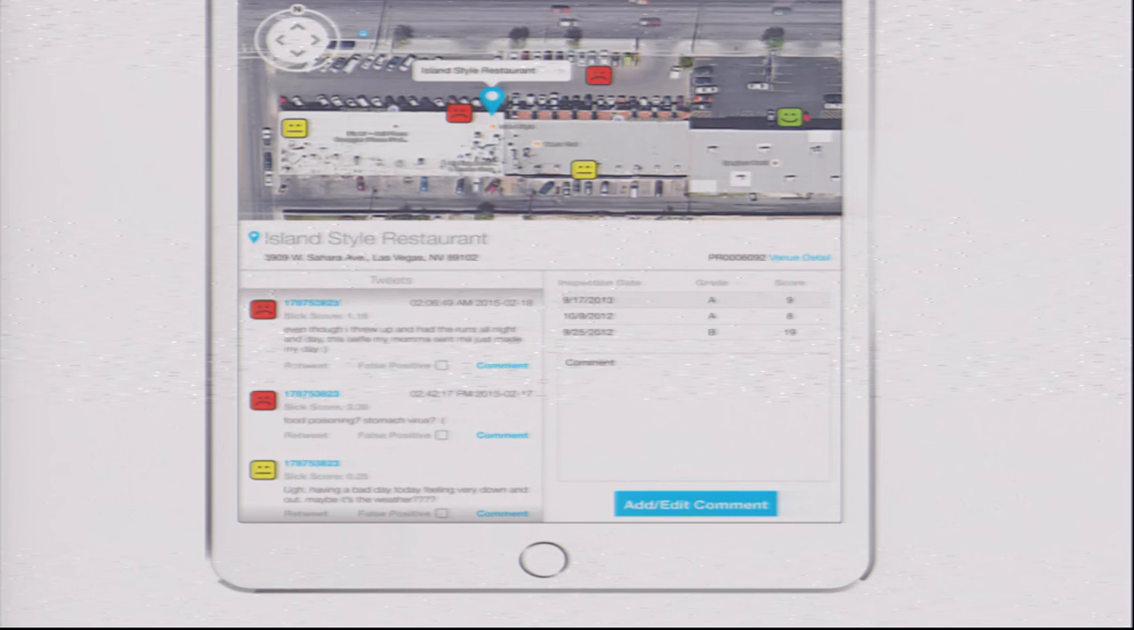But this is the interface that the dispatcher would use. So you have a map view of the restaurants, and then you have the location of the tweets, and some of them were sick and some of them were okay. And so on the bottom, you have a ranked list of restaurants. And they would dispatch based on this interface.